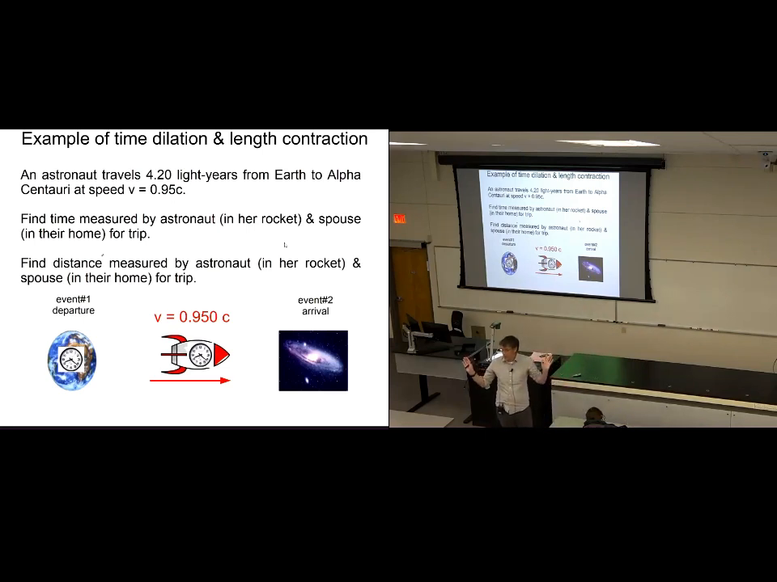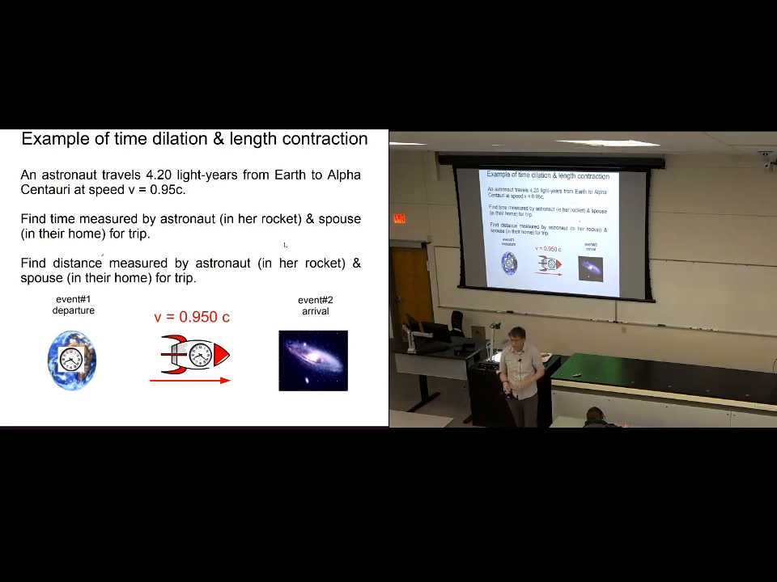So I'm the spouse. I had to stay at home. I wanted to go to Alpha Centauri, but no, I've got to stay at home, look after the cat. So I'm the one that's at home. That reference frame is the Earth and Alpha Centauri reference frame. It's the home reference frame. It's kind of like the station reference frame.